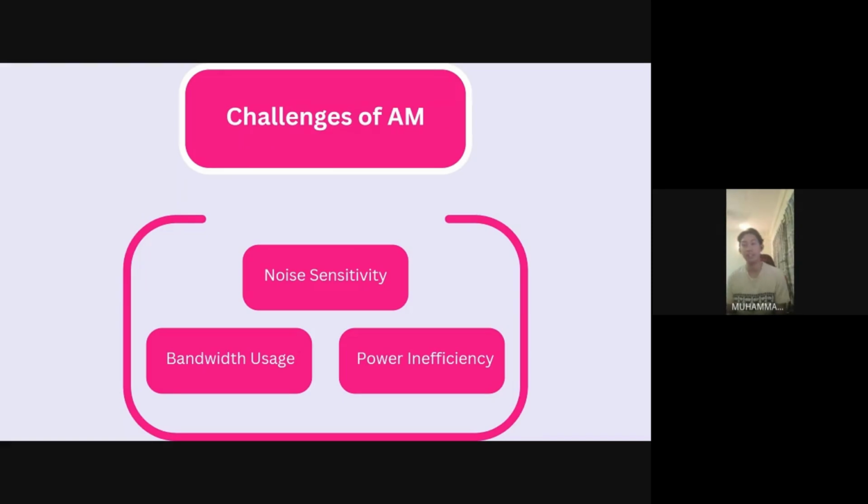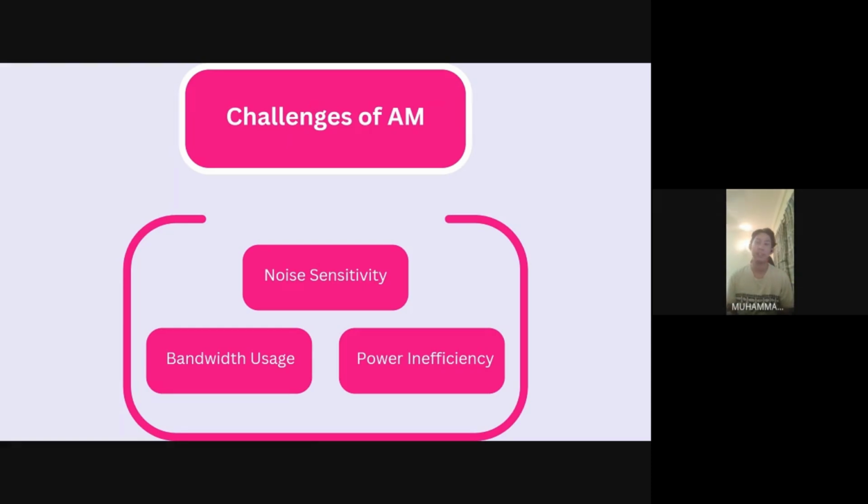Okay, what are the challenges of amplitude modulation? Like I said before, since this is old technology, there are more challenges compared to its modern counterpart. One of the challenges is noise sensitivity. This is because AM signals are highly susceptible to noise, because noise typically affects the amplitude of the signal, which is where the information is encoded. This makes AM transmission more prone to distortion and signal degradation in noisy environments. So it means that when there is more noise, it's hard to hear the signal that you receive from someone.